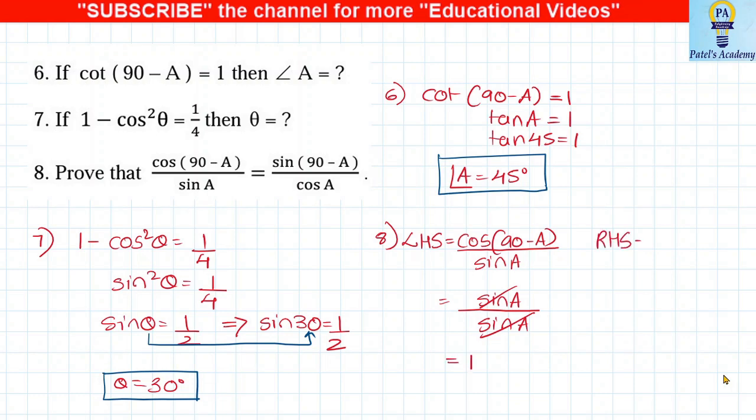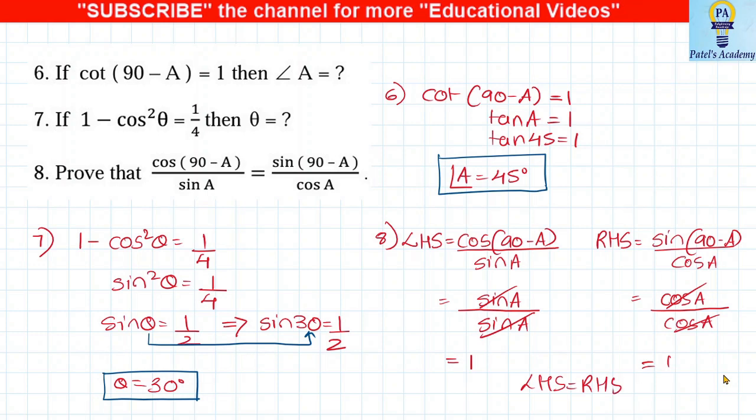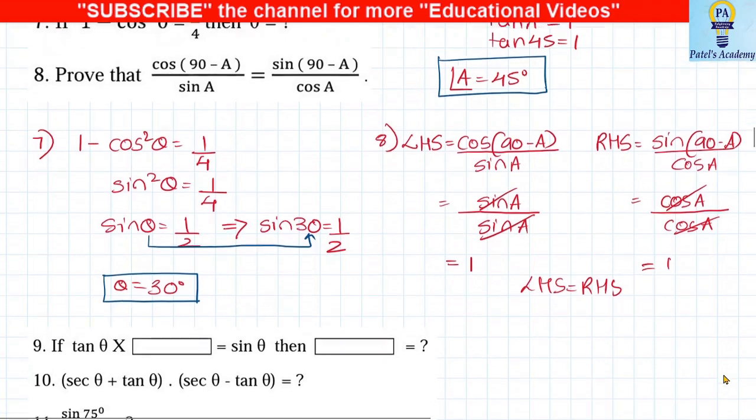And the same thing I'll be doing on the right hand side. Here we have sin 90 minus a upon cos a. Again the complementary relation is sin 90 minus theta is cos theta. So here I'm going to write cos a upon cos a. After I reduce, I get 1. So we say that LHS equals RHS. In a few of the proof sums, we need to solve LHS and RHS both to get the same answers. We finished with the 8th sum.